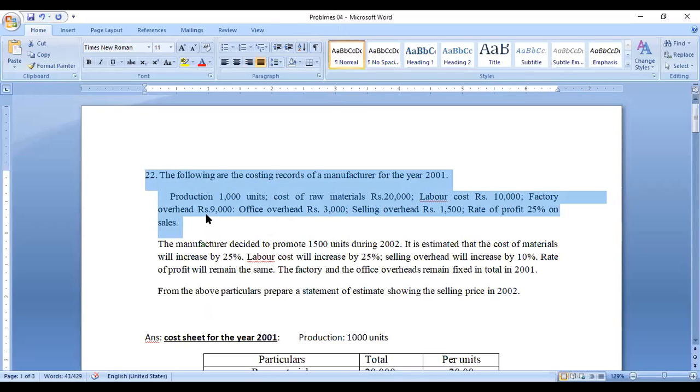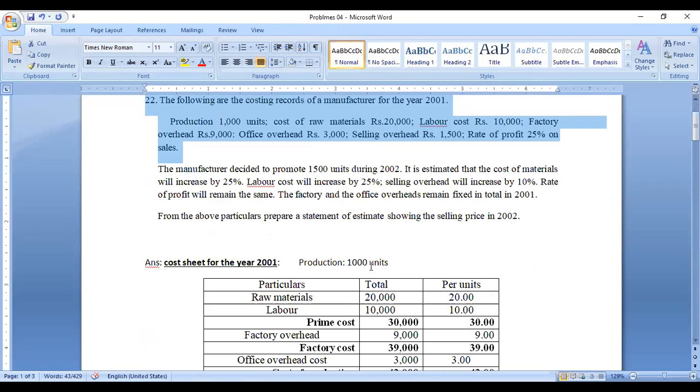In the question they are asking: from the above particulars, prepare a statement of estimate showing the selling price in 2002. So 2001 is given. On the basis of 2001, you are going to estimate for the 1500 units produced in the next year. So now we are going to estimate. This is called a tender. You have to produce 1500 units.